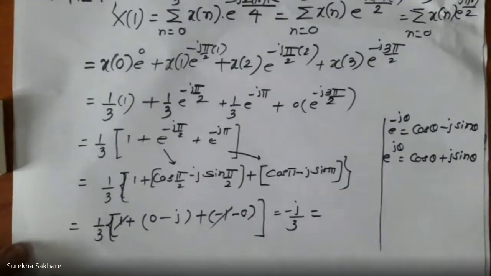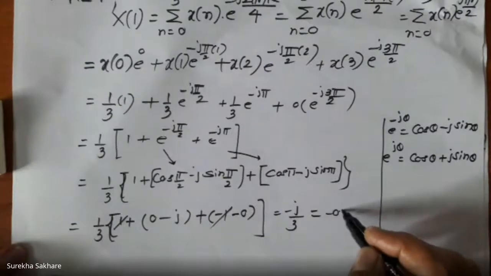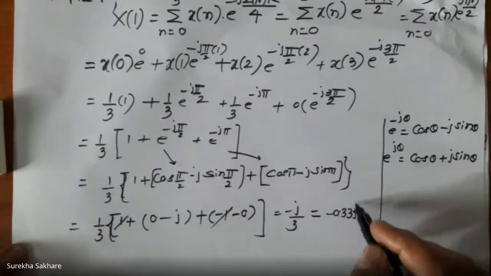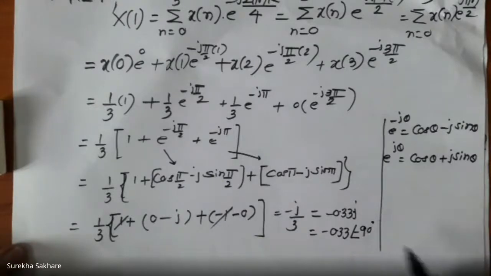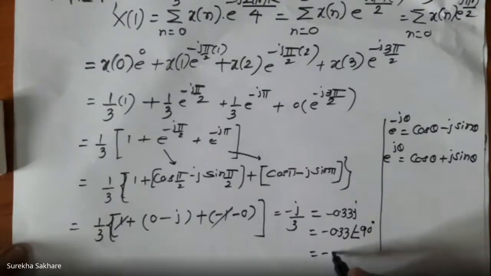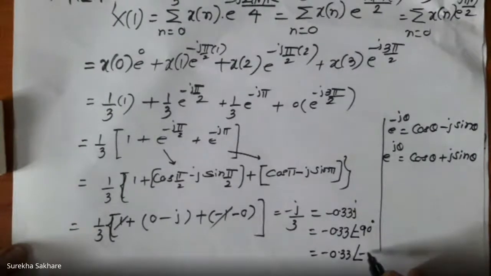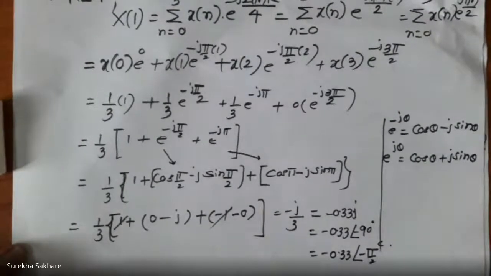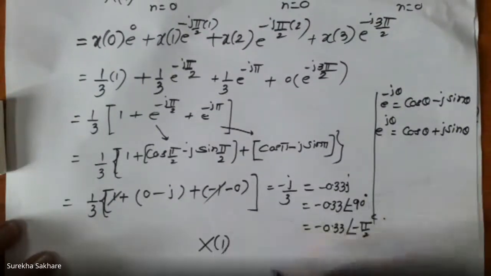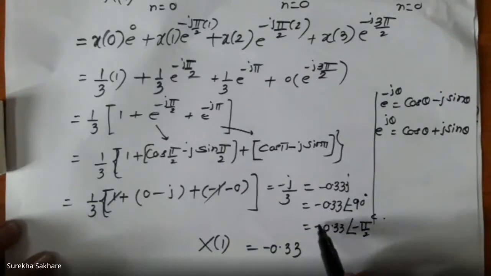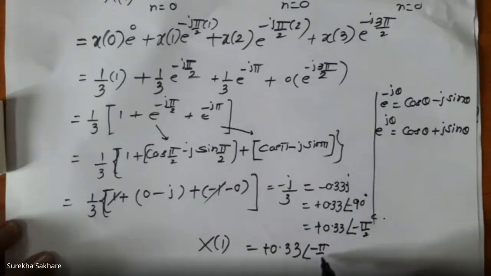If you try to go for the calculations, you can see that it is nothing but 0.33, and minus j means it is going to be an angle of minus pi by 2, or minus 90 degrees, or you can say minus pi by 2 radians. So we got x of 1, which is nothing but 0.33. We can say the magnitude is always positive, and the angle is minus pi by 2. So we can make a box and put this.